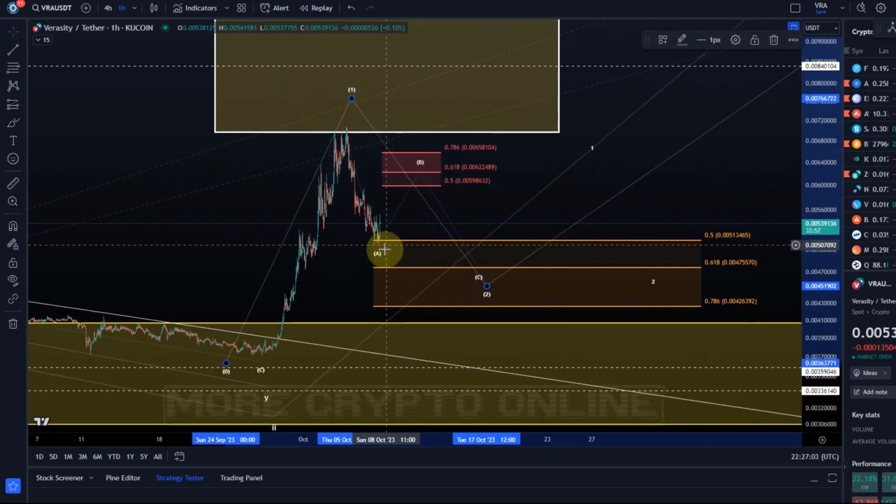So I would now like to see a bounce in a B wave, getting into the region between 0.0059 to 0.00658. And then from there, it can sell off in wave C. That would be ideal. And if we don't see it, the next support will be 0.0047 and 0.0042. Below 0.0042, yeah, we are probably going to make new lows.